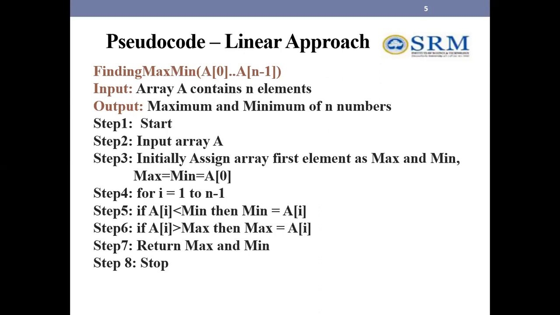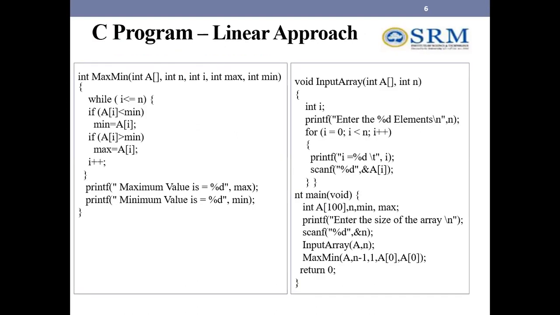If A of I is greater than max, then max equal to A of I. So this is a recursive function. This process is called recursively. After this, return max and min. This is a normal call. Returns max and min value to the main function. And stop. This is a general concept of linear approach.